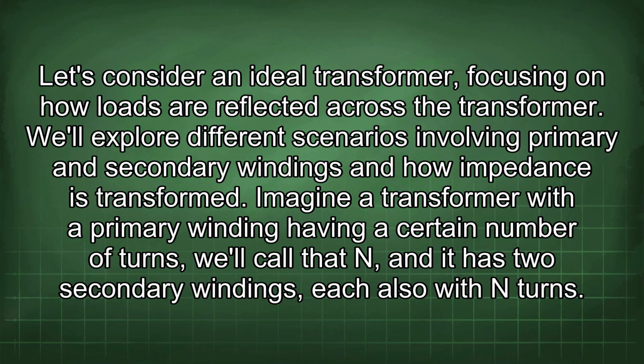Let's consider an ideal transformer, focusing on how loads are reflected across the transformer. We'll explore different scenarios involving primary and secondary windings and how impedance is transformed. Imagine a transformer with a primary winding having a certain number of turns, we'll call that N, and it has two secondary windings, each also with N turns.